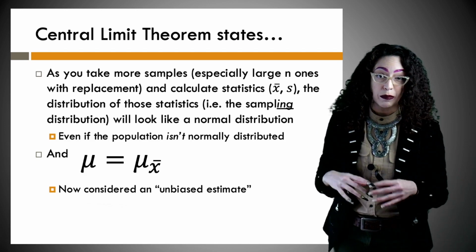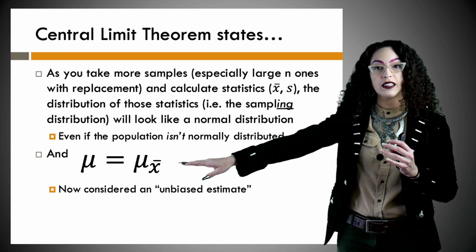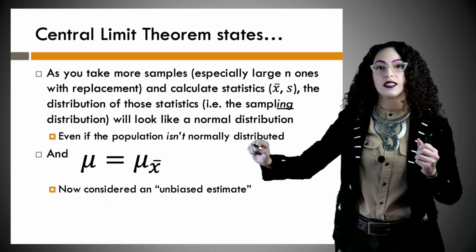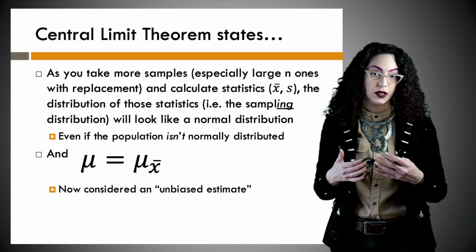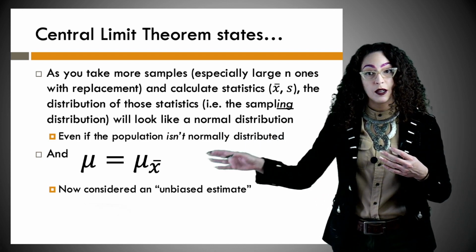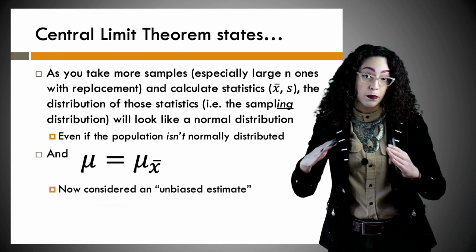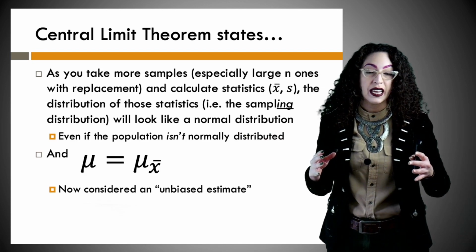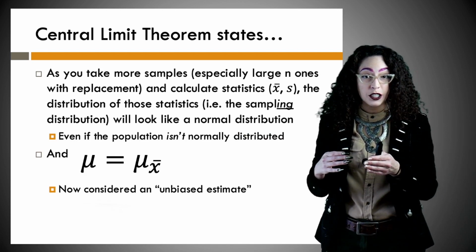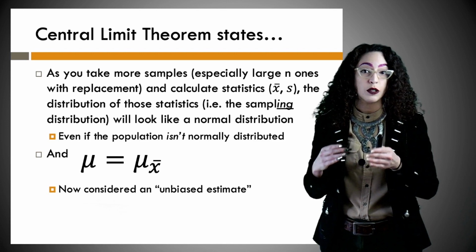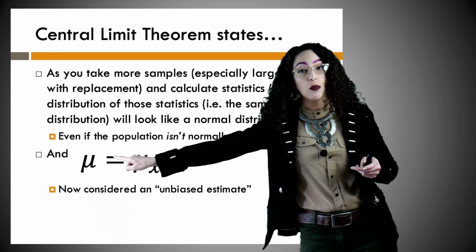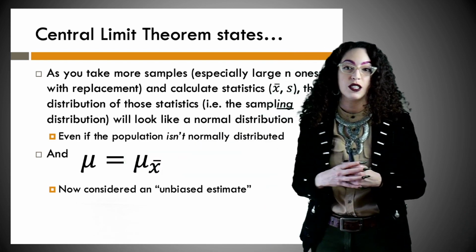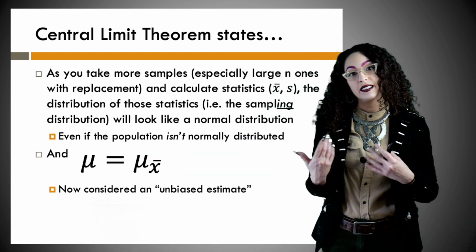And the most important bit is this right here. This is what allows us as statisticians to do good work. You take enough large samples, eventually this mu sub X bar, which is our sampling distribution's average, basically the average of all the possible means, then that average, the sampling distribution average, will equal the true population average, the population parameter we're trying so hard to get to. And now it's considered an unbiased estimate.